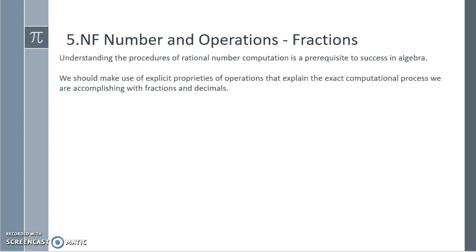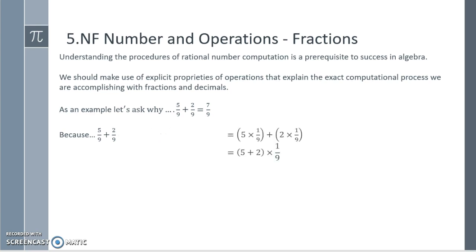Understanding the procedures of rational number computation is a prerequisite to success in algebra. We should make use of explicit properties of operations that explain the exact computational process we are accomplishing with fractions and decimals. Let's ask why 5 copies of 1/9 plus 2 copies of 1/9 is equivalent to 7 copies of 1/9. It is because we decompose it into 5 times its unit fraction plus 2 times its unit fraction.